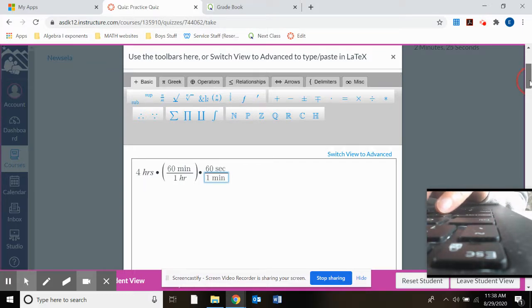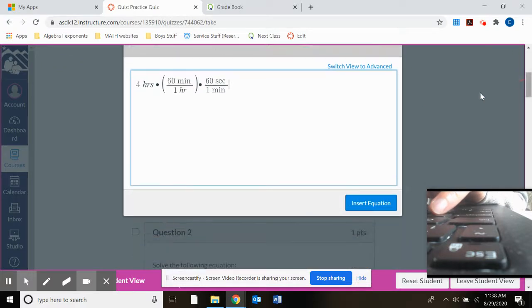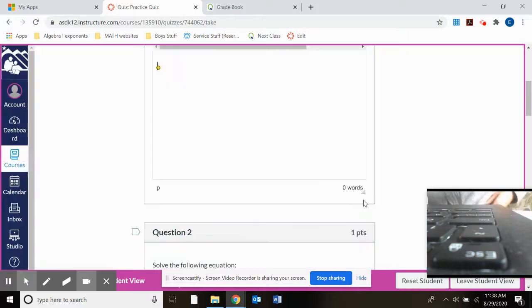And I can't press enter and get to another line. It's not going to let me do that. So when I'm doing equation editor in here, I have to do one line at a time. So I'm going to go ahead and insert. And now I'm going to press enter, and I'm going to do the next step of the problem.